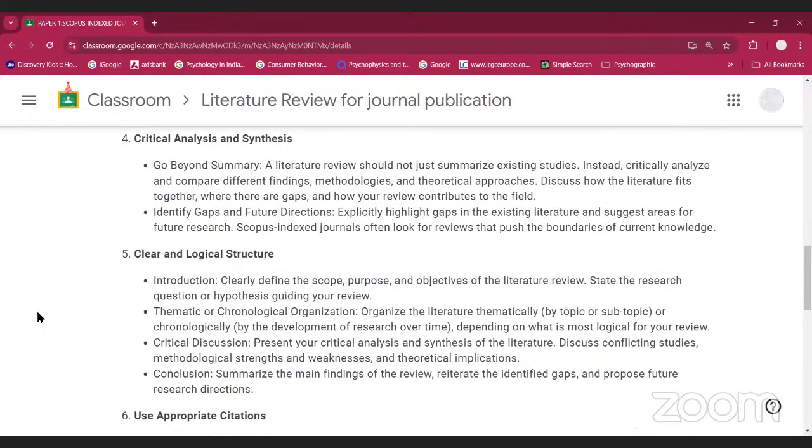Sir, regarding this self citation, if you have any literature of our own. Yes, if you have your own research paper, that thing you can add, if it is relevant to the particular topic. Yes. If it is relevant, then you can add it.